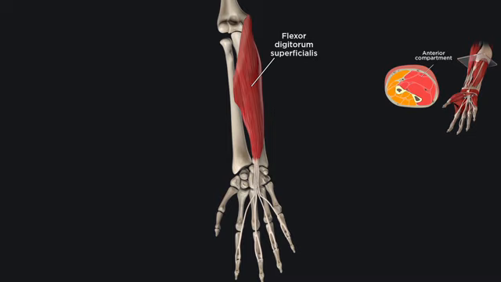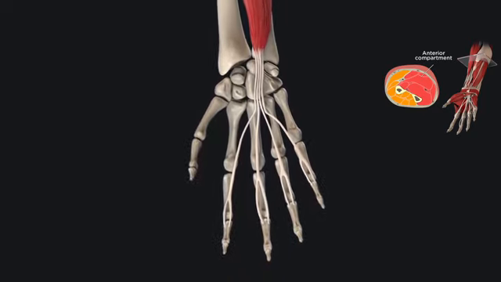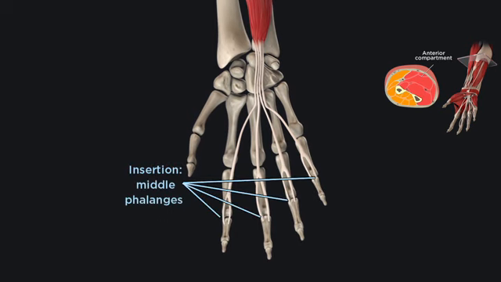Flexor digitorum superficialis, as its name implies, is a superficially placed flexor of the digits, specifically the 4 fingers. It has a broad origin, with part coming off the medial epicondyle, part off the coronoid process, remember that's on the ulna, and also takes origin off the anterior radius. Its muscle belly sends 4 tendons through the carpal tunnel and on to insert on the middle phalanges of the 4 fingers. Each finger contains 3 phalanges, a proximal, middle, and distal.